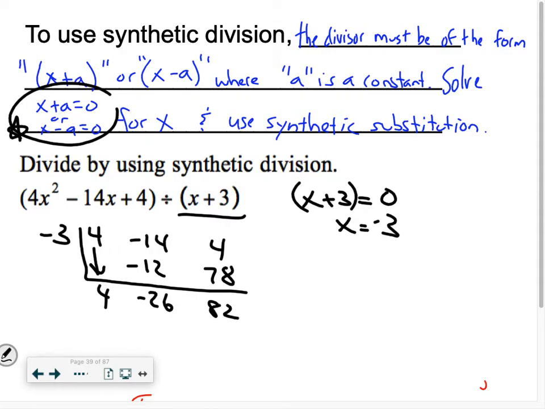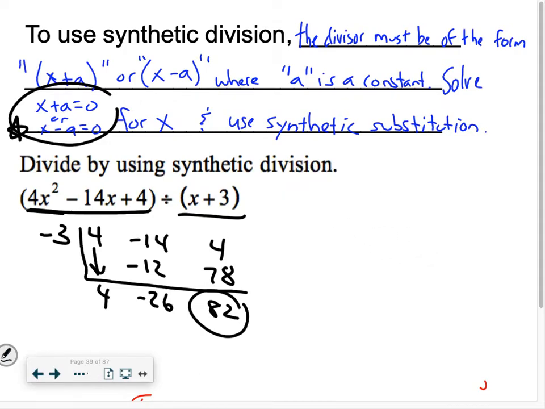Now in this case, I do not get 0. What this tells me is if I were to plug negative 3 into this expression, I would get out 82. So what that means is when I divide these two, I have a remainder. So my answer to this division problem is, and now I'm going to look at this part, this tells me my quotient that I put a box around, and this is my remainder that I circle.